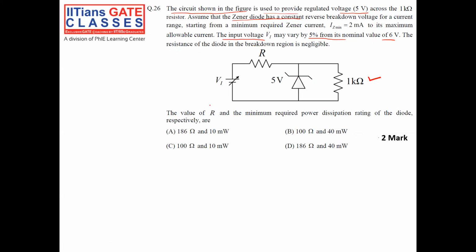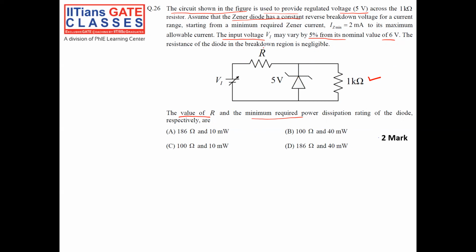Okay, then we have to find out the value of R and the minimum required power dissipation rating of the diode. For this application, which kind of diode should I choose, meaning what is the minimum power dissipation of the diode? Okay, we have to choose a diode, so I have to choose a diode with what power dissipation. This you have to calculate.